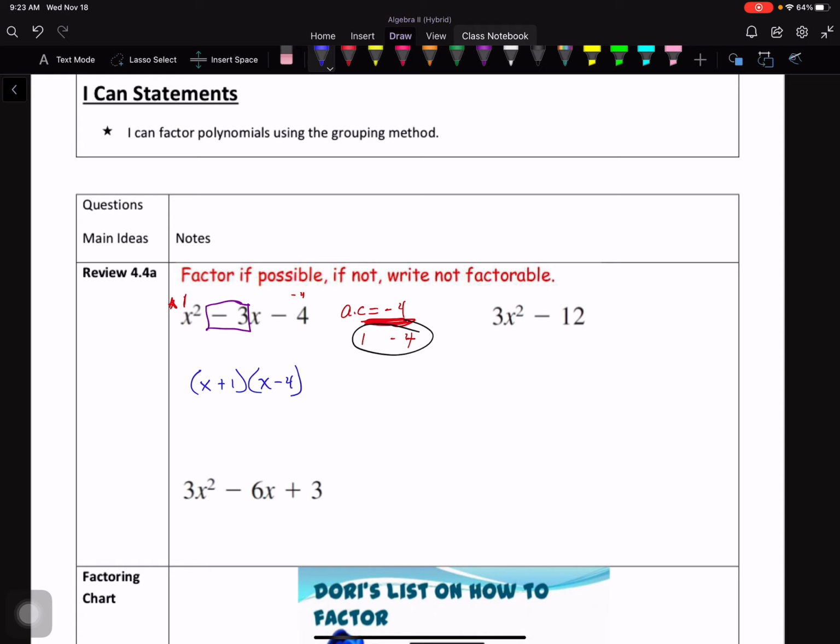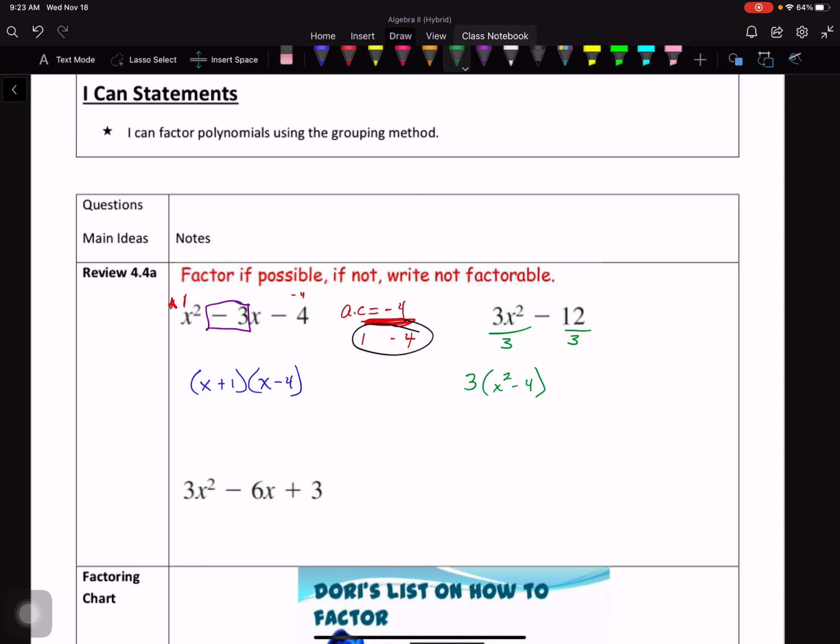Just a reminder, if a was not 1, like in the example below, if you could factor, you'd have to use the box. Off to the right here, 3x squared minus 12, we have a quadratic binomial. Like I said, the first thing you should always check for is greatest common factor, which we can divide a 3 out of both of these. So we have 3, and then x squared minus 4. Anytime you take out a greatest common factor, you should try to factor further.